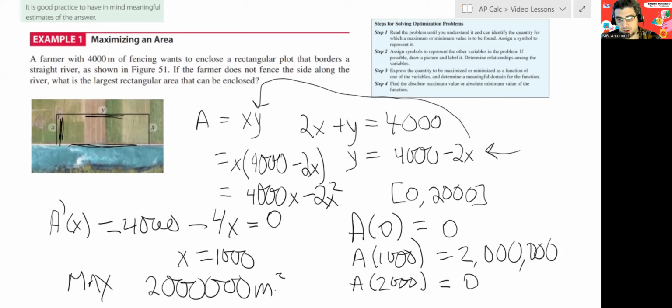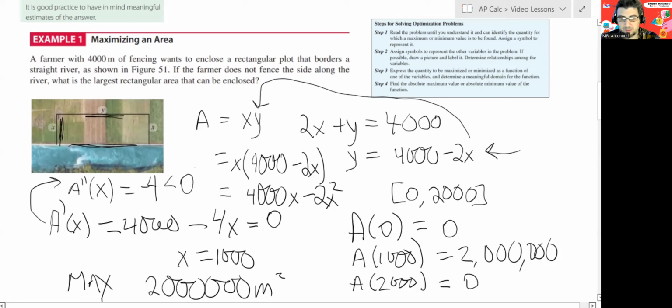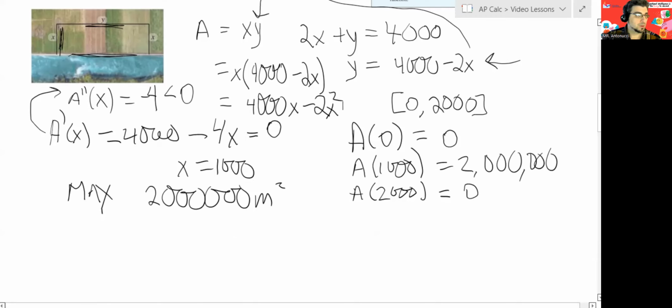Now, we could have also used the second derivative test here. So A double prime of x is equal to -4. And the second derivative is negative for all values of x, particularly at the critical number of 1,000. So we know that that is going to produce a relative max. All right. So let's move on to our next problem.